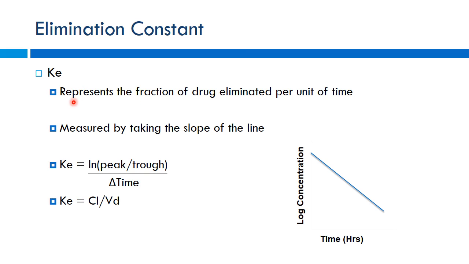This is bordering on pharmacy nerd territory, but I'm going to make it applicable to you guys, I promise. Basically, to figure out what the Ke is, we can do this based on getting blood levels of drug in that patient.